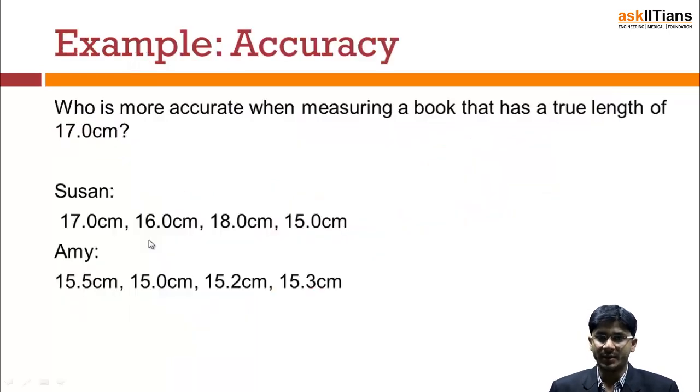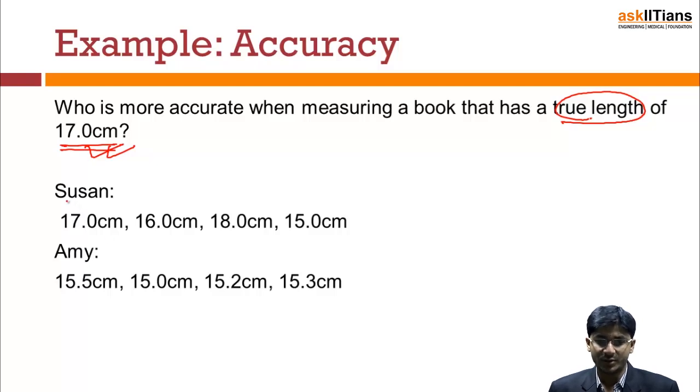Now we will see an example. The question being asked is, who is more accurate when measuring a book that has a true length of 17 centimeter? It has been given that the true length is 17 centimeter. It has been measured from a standard ruler and given to you.